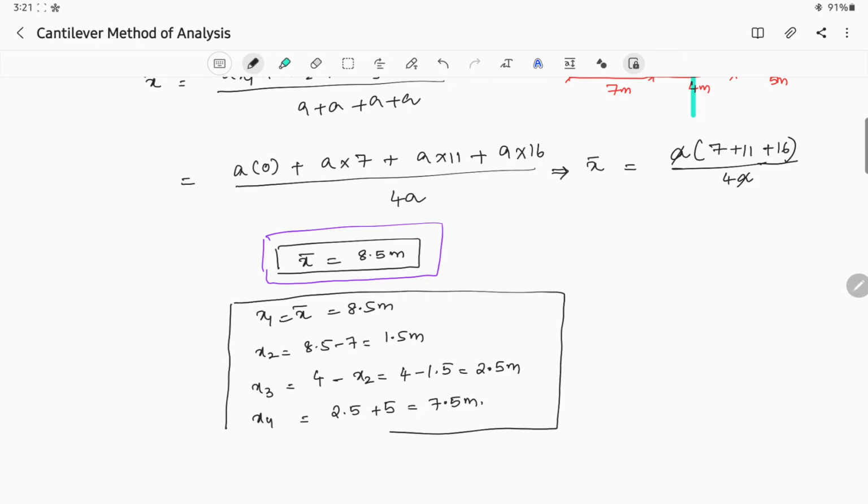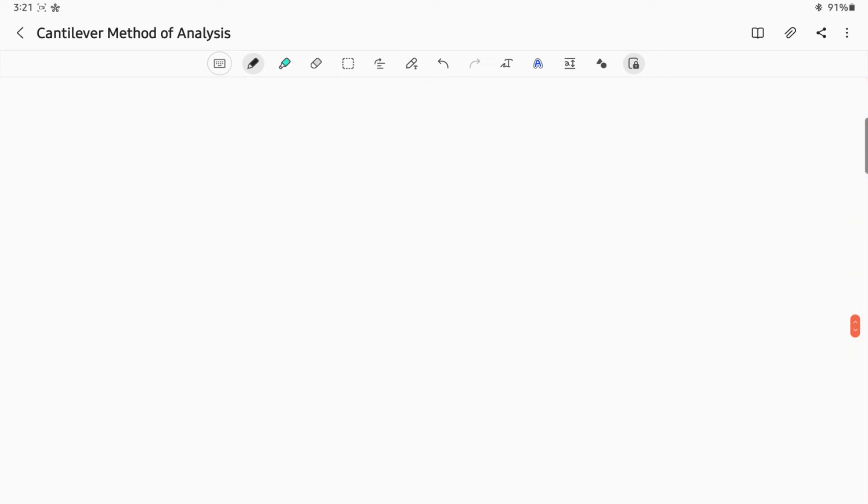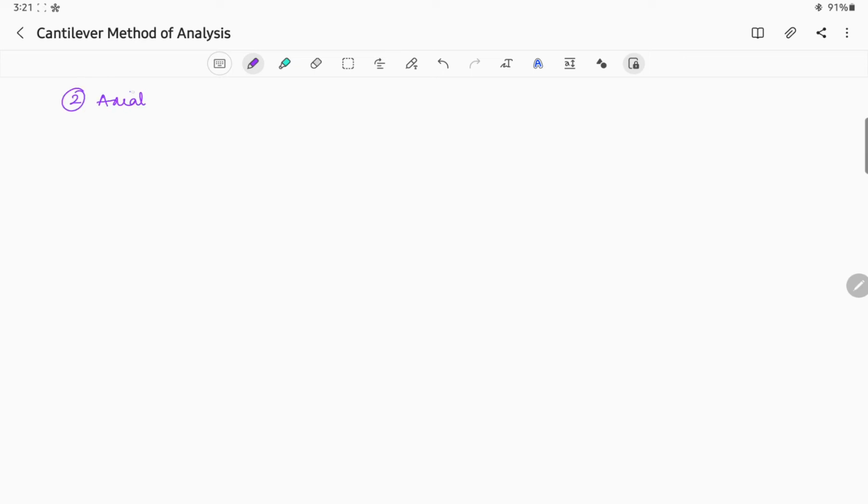Okay, so we have calculated all the centroids, along with x1, x2, x3 and x4. So what is the second step we have? The second step is the calculation of axial forces in columns, right? I'll write it down here. Second step is axial forces in columns. So let us take down the figure given to us.